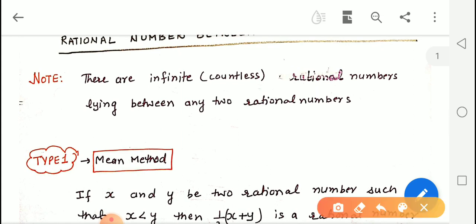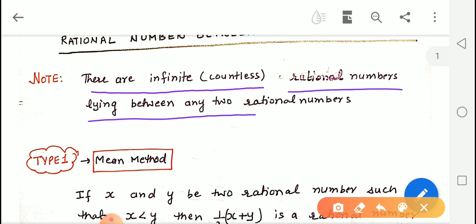For finding out the rational number between two rational numbers, we should know that there are infinite, meaning countless, rational numbers lying between any two rational numbers. So there are two methods for doing this. The first type is the mean method.